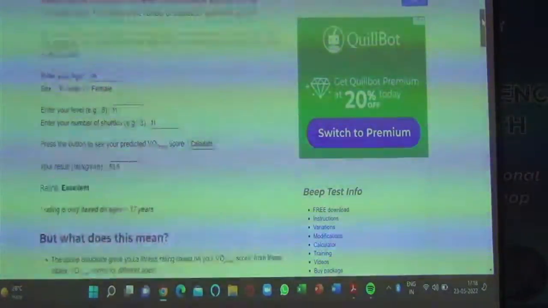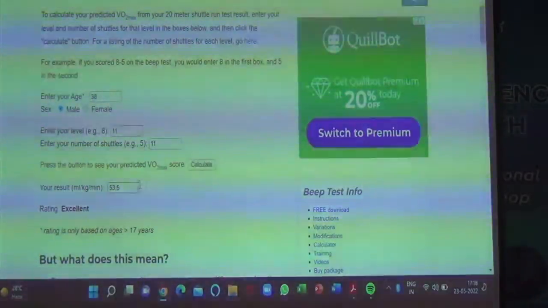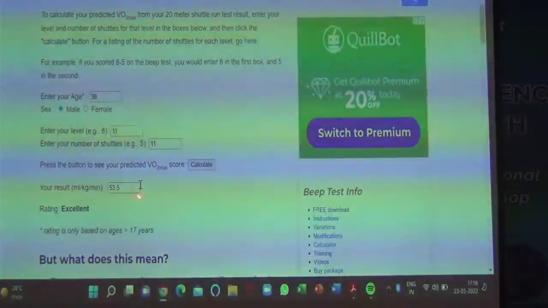What's the VO2 max of this athlete? 53.5. So write down the data: 53.5 ml per kg per minute. Just quickly convert it into absolute value. How can you convert it? By dividing. So the value is 53.5 VO2 max. Clear?